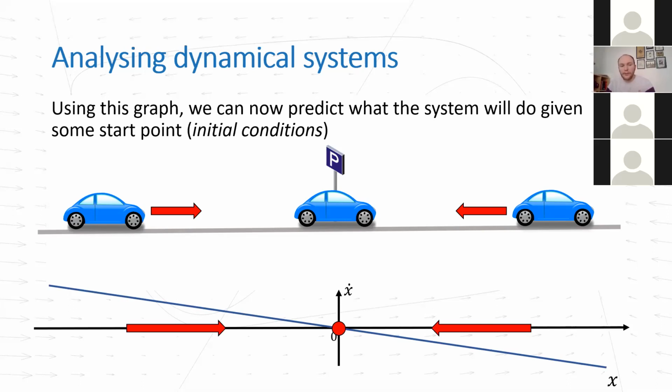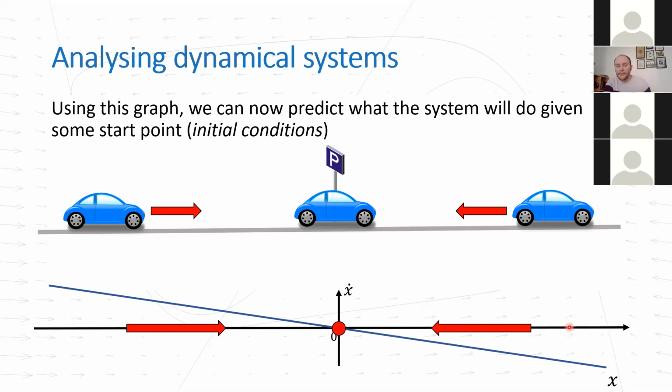a certain location. So the start point of the system is called the initial conditions. So if I start up over here, for example, where this blue car is, so I'm here on the x-axis, what I can say is x dot is positive and it's quite high. So I'll be driving right quite quickly. And I'll keep driving right, but because x dot is getting smaller, I'll slow down. And eventually I'll slow down and I'll come to a stop here at the steady state. So that's what happens if I start somewhere over here.